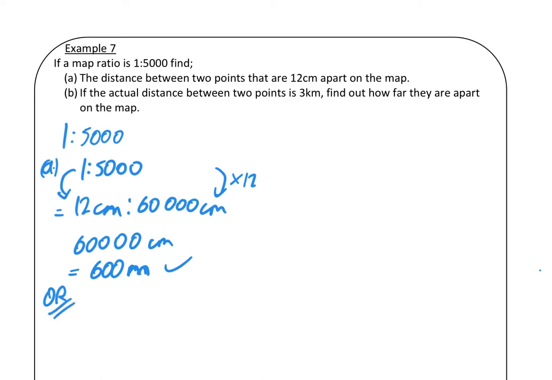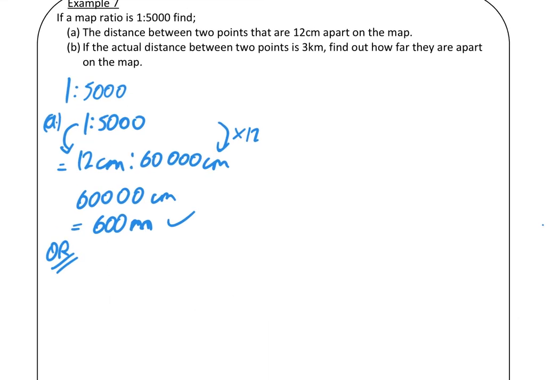Okay, the other way of doing it is using the fraction method. I had 1 to 5,000 as my ratio, and it was equal to 12 centimetres to whatever my new actual distance is, and I'm going to call that x. So we're going to write these as fractions. 1 over 5,000 is equal to 12 over x.